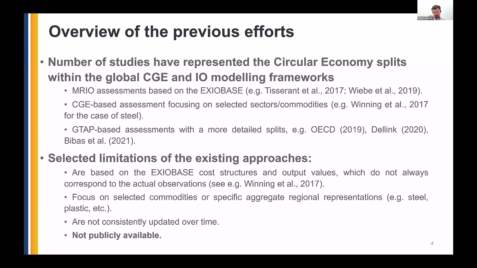There have been a number of studies that use CGE models and the GTAP database looking into circularity, but in selected sectors. For instance, Winning and colleagues from UCL did a study focusing on steel a while back in 2017. There has also been quite rich work done by colleagues at OECD, so Ruben Pibas, Lisa Lanzi and colleagues looked into circularity, in particular in plastics, using their GTAP-based CGE model. All these approaches, while introducing valuable inputs, have some limitations, which we essentially attempt to address in this study. So in case of Exiobase, we found that some of the cost structures and also shares of secondary production do not seem to always match the available country-specific data sources.